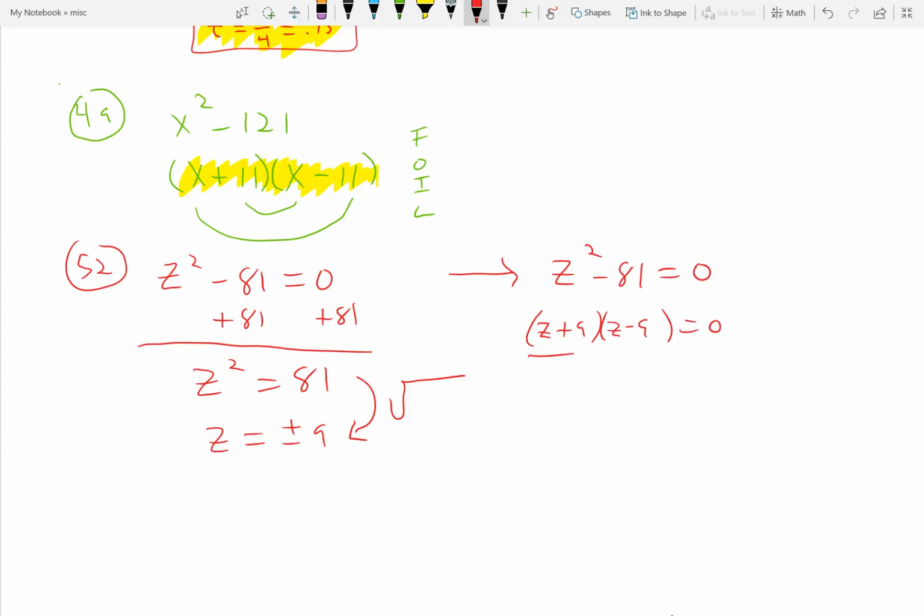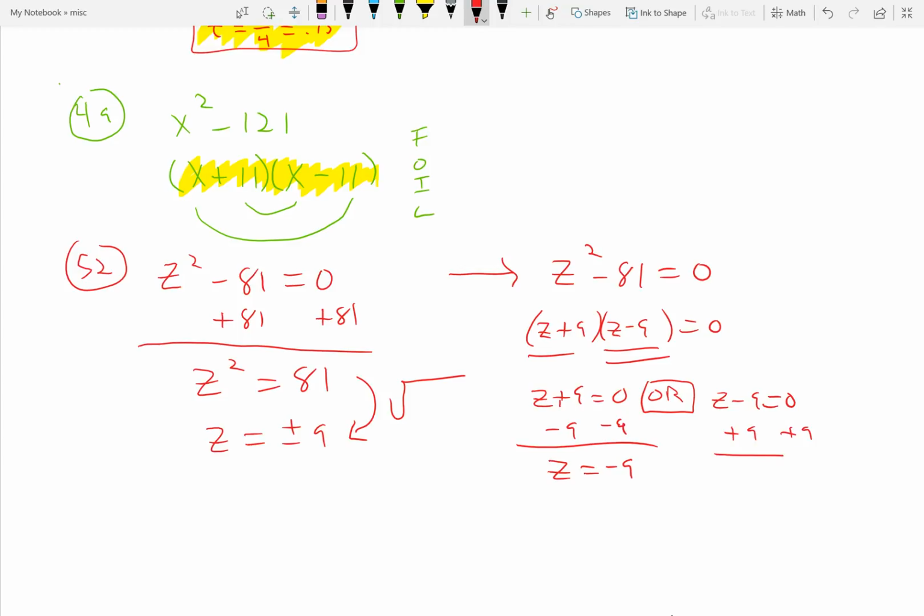When we have two factors that are multiplied to give 0, one of them must be 0. We set them individually equal to 0. Z plus 9 is 0, or z minus 9 is 0. Here, subtracting 9 from both sides, we get z is negative 9. Here, adding 9 to both sides, we get z is positive 9. And these two answers are the same. To say z is plus or minus 9 is the same as saying both of these things over here.